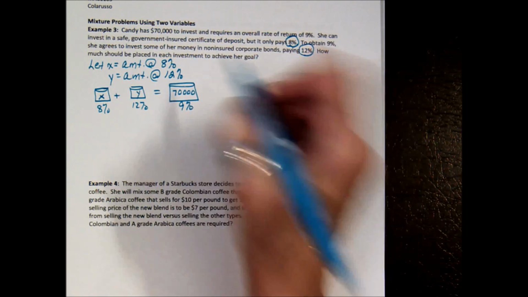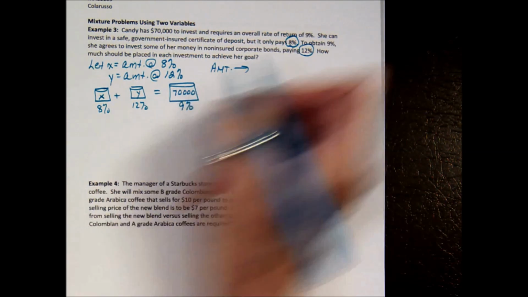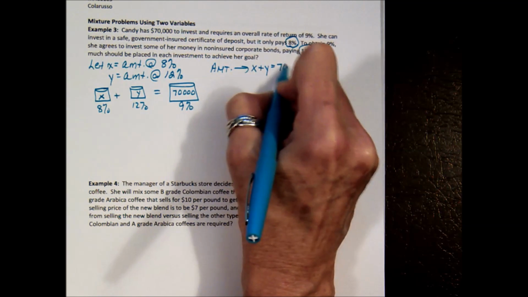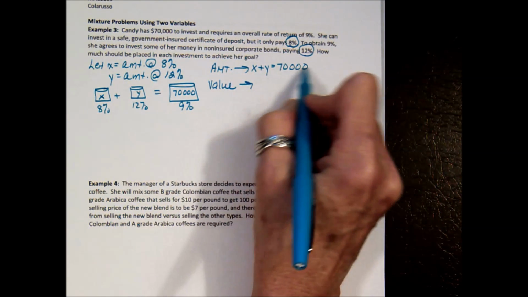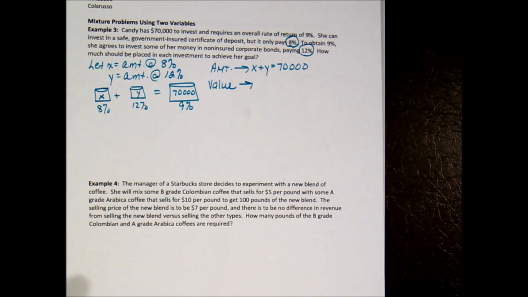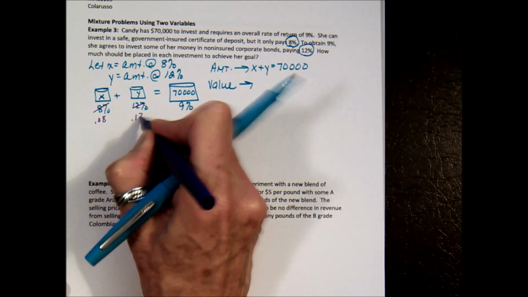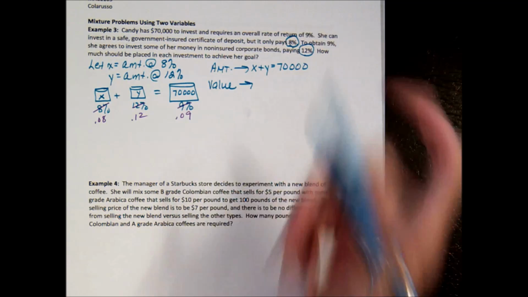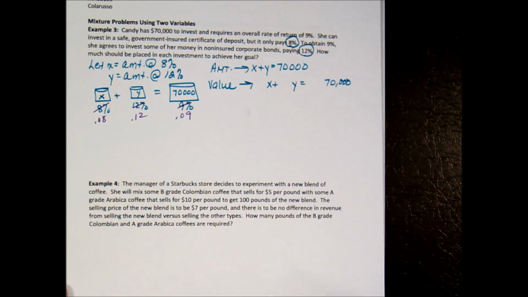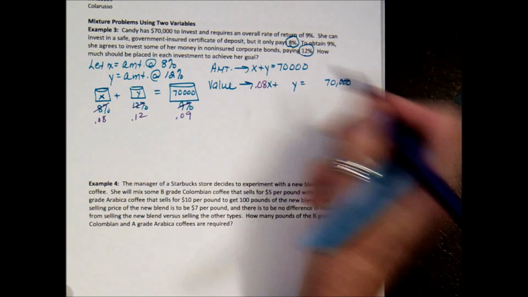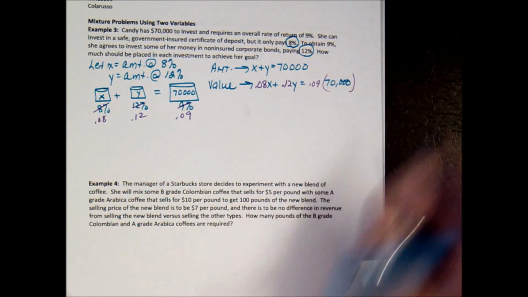I need two equations out of this picture. I need an amount equation that comes straight across the picture. So X plus Y equals 70,000. And I need a value equation. It is the same as this one, but the labels are in front of it. And if you will remember, you can't use percents in calculations, so we're going to change these percents to decimals. So what I still have is X plus Y equals 70,000, but in front of those I'm going to put the values. So 0.08X plus 0.12Y equals 0.09 times 70,000.